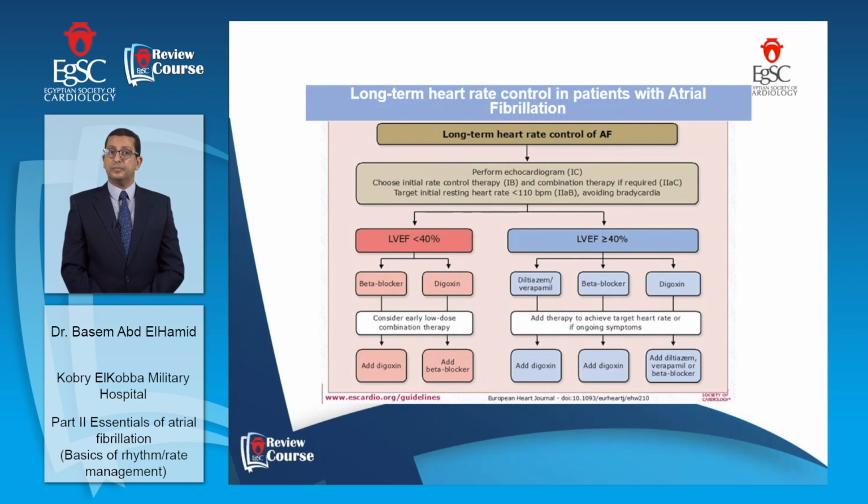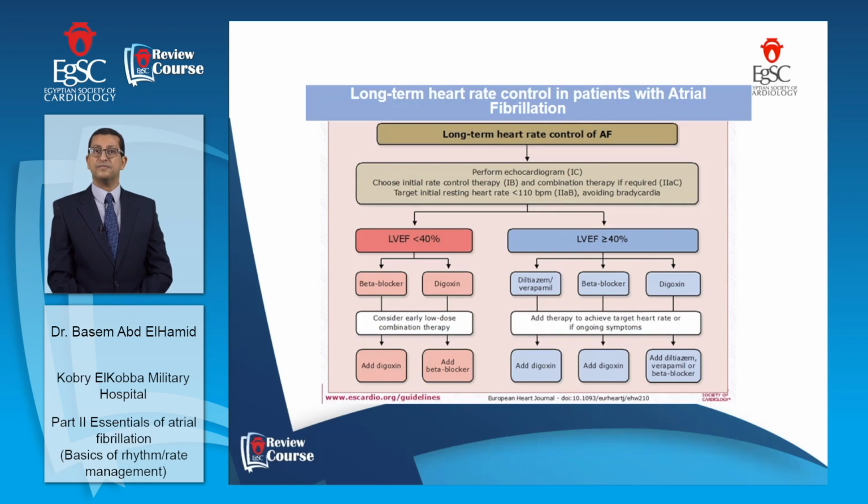This is the long-term control in patients with atrial fibrillation. It is according to ejection fraction. If it is more than 40%, diltiazem, verapamil, or beta blocker, or digoxin. Add therapy to achieve target heart rate or if ongoing symptoms. Means if I started with diltiazem or verapamil and the patient is still symptomatic, or the heart rate is still high, add digoxin. If I started with a beta blocker, I can add digoxin. If I started with digoxin, of course, I can add diltiazem, verapamil, or beta blocker.